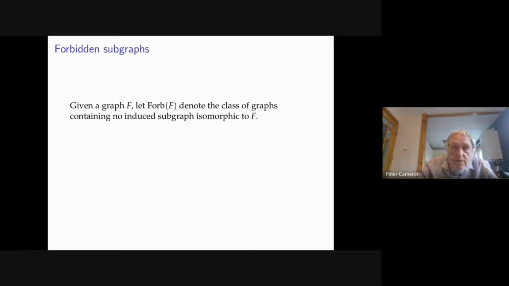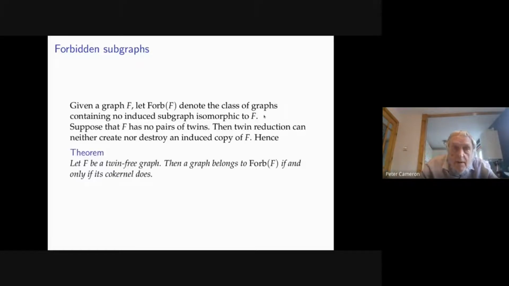This is also relevant to the question of graphs with forbidden subgraphs. If you take the class of graphs containing no induced subgraph isomorphic to a given graph F, and let's suppose that F itself is twin-free, then you can do twin reduction on the graph in the forbidden class that you started off with. You can neither create nor destroy an induced copy of F. So if there was one there to begin with, it'll still be there after twin reduction.